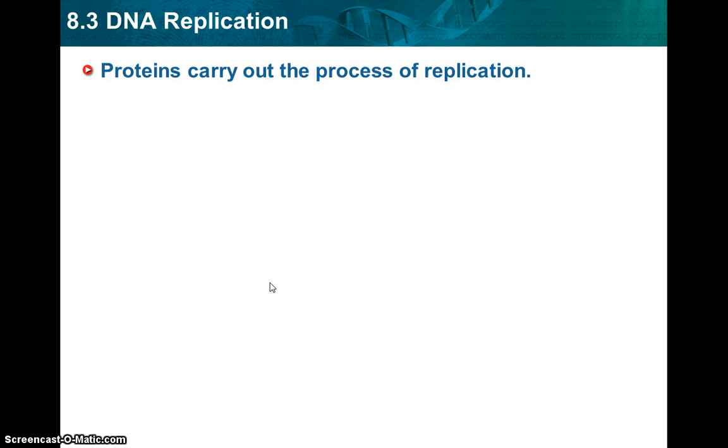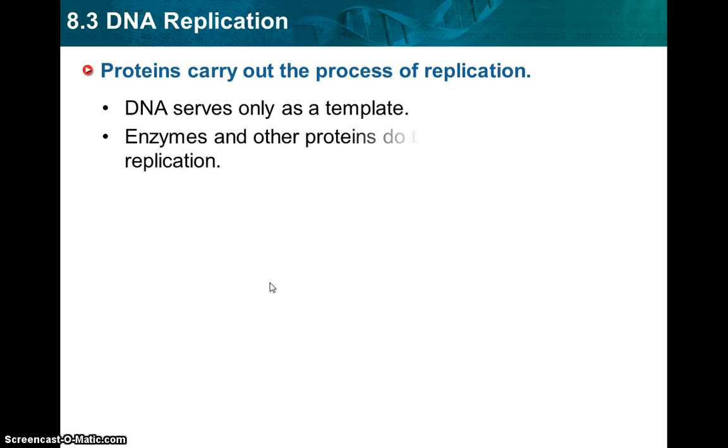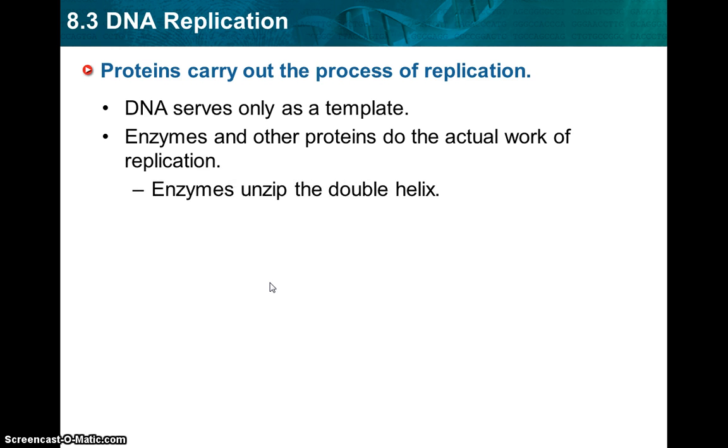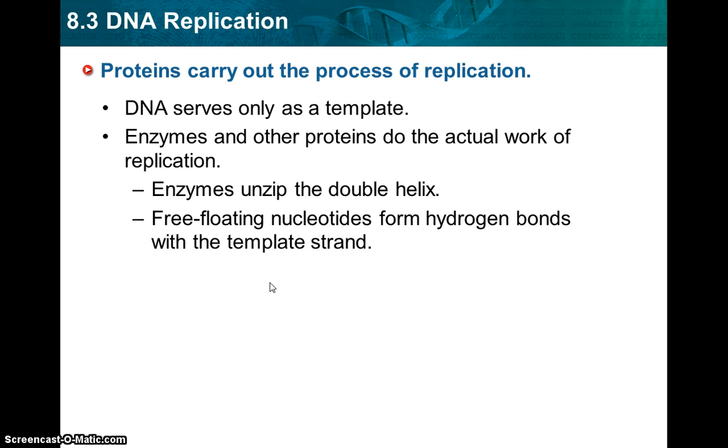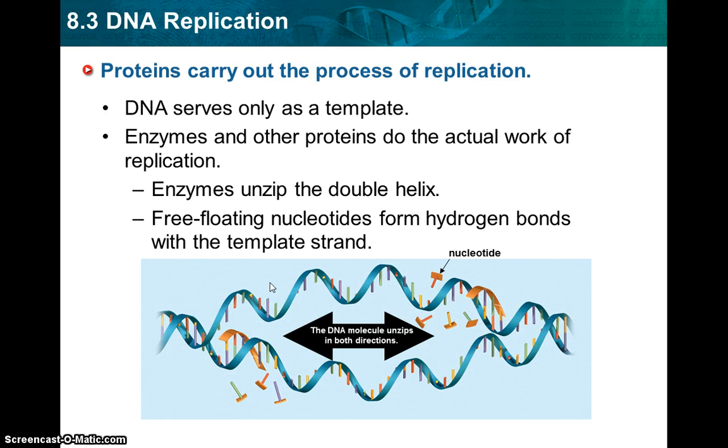So to go into it a little bit further, like I said before, proteins carry out the process of replication. DNA is only going to serve as a template. Enzymes and other proteins will actually do the work of the replication. The enzyme will actually unzip it, and the free-floating nucleotides form hydrogen bonds with the template strand. So right here, we have it unzipping, and then we have the new nucleotides forming together.